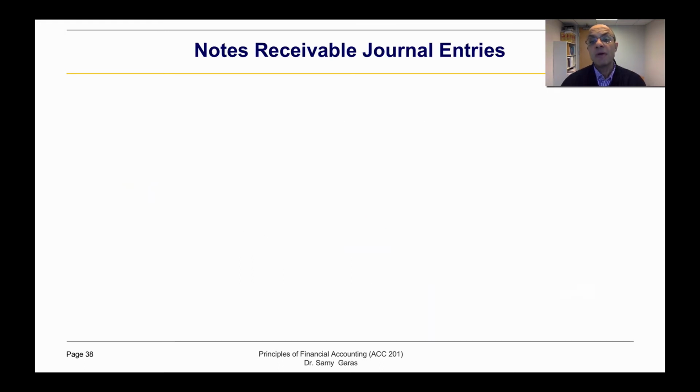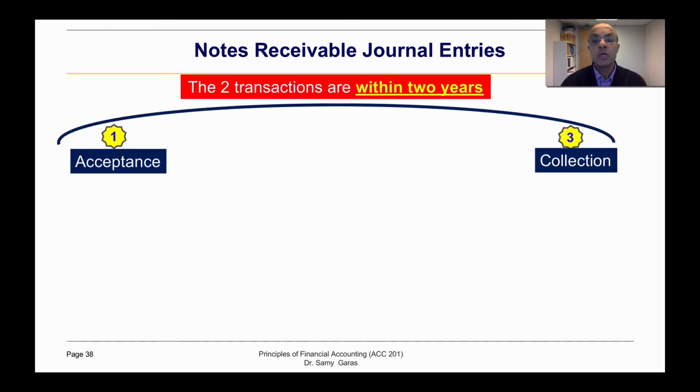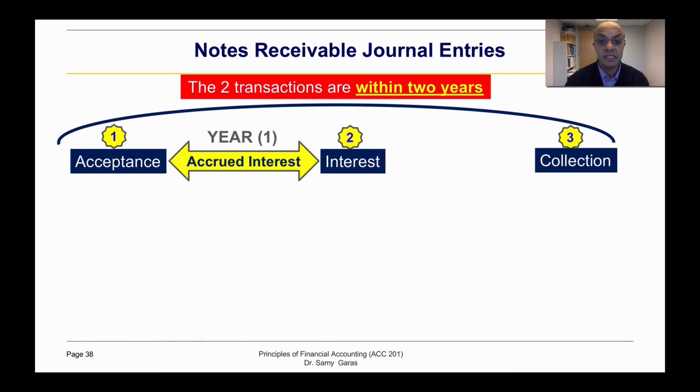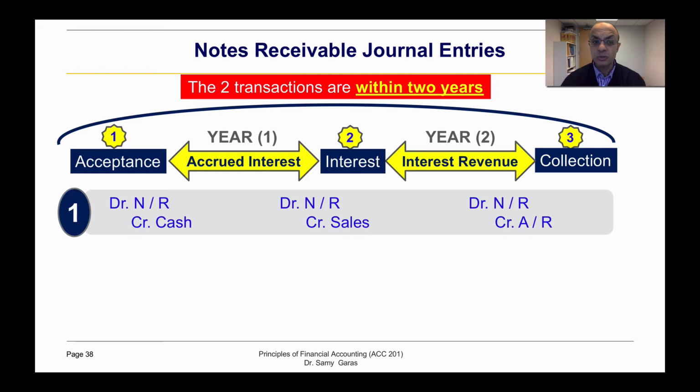Now, how about the notes receivable journal entry if the acceptance and the collection fall in two different periods? Here the interest is split between the first year, where we count it as accrued interest, and interest revenue in the second year. So the first journal is similar to the first situation, where we debit notes receivable and credit cash, sales, or accounts receivable.